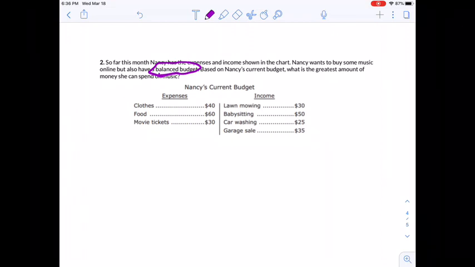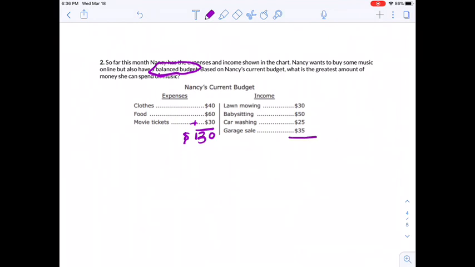So let's start by adding up what she has in this first expenses column. I can add these three numbers with them listed here. 0 plus 0 plus 0, that's an easy one. 4 plus 6 is 10, plus 3 is 13. So far, Nancy has, is it Nancy? Yes, Nancy has $130 in expenses. But let's see what her income is.